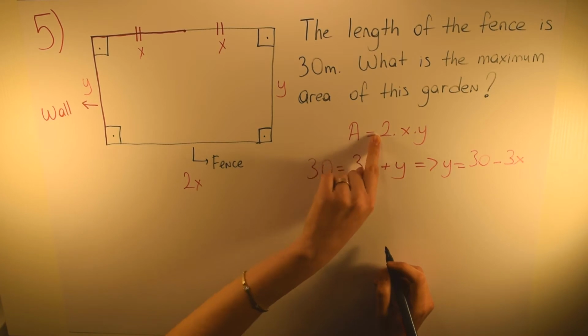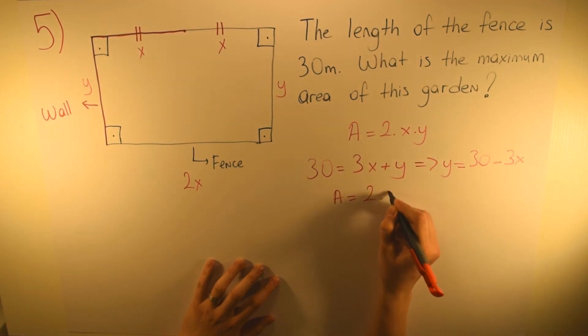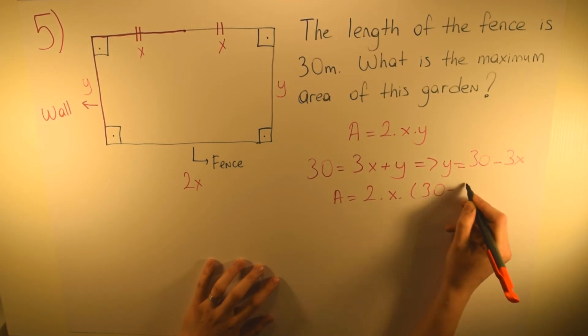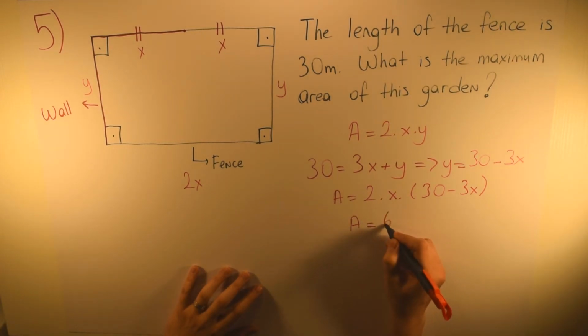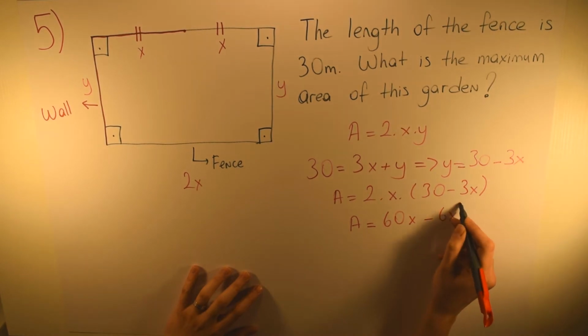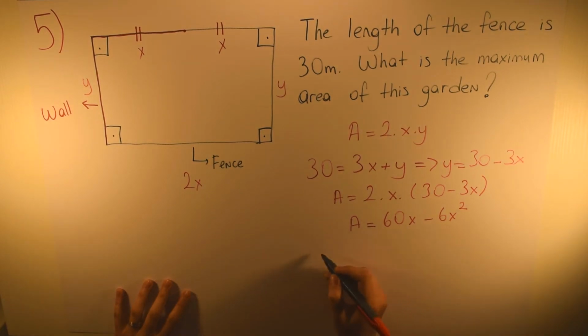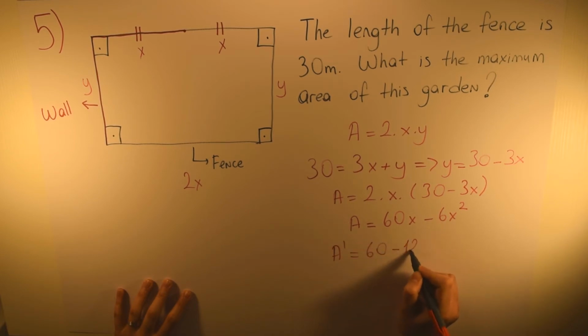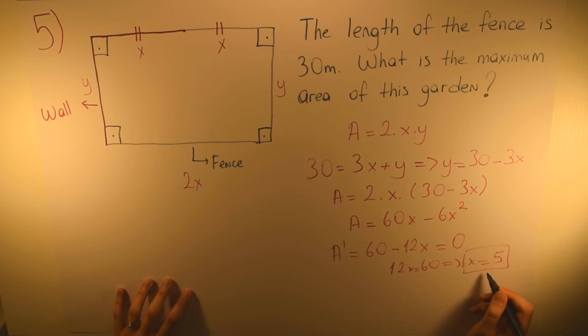Now in this formula I can write this one instead of y. So let's do that. A is equal to 2 times x times (30 minus 3x). Let's rewrite this again. This is all equal to 60x minus 6x squared. Now, I know that the maximum value it can get is the value that makes its first derivative equal to 0, right? So let's take its first derivative. It is 60 minus 12x. Let's make this equal to 0. So 12x is equal to 60 and x is equal to 5. So this is our root, this is our critical point.